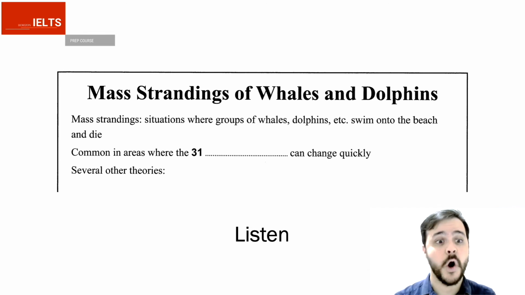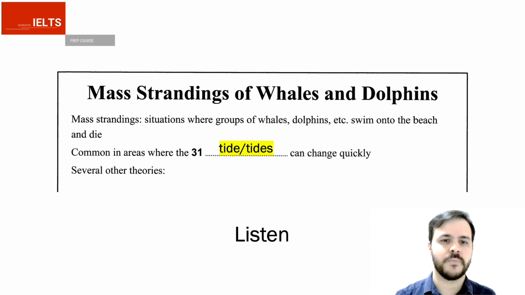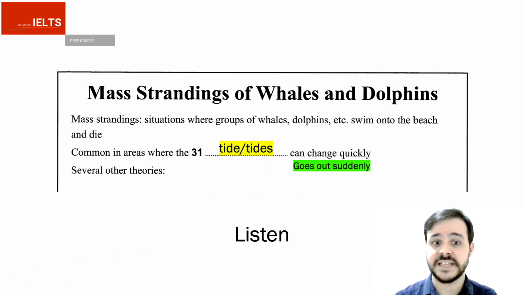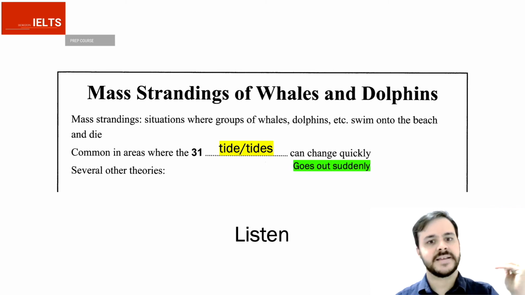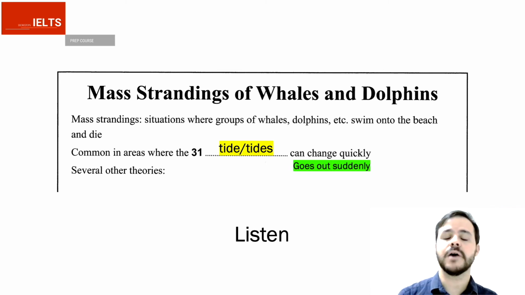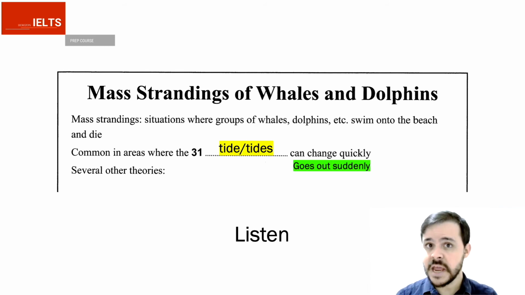Well, I hope that you have found that common in areas where the tide or the tides can change quickly. That's the correct answer. But here is one problem. In the recording, they don't say that the tide can change quickly. Instead, they say, the tide goes out suddenly. Can change quickly or goes out suddenly have the same meaning, but they are different words.